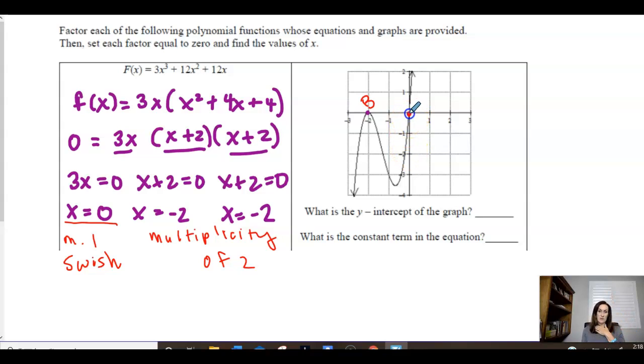So swish right here. Putting together the connection, we don't have a constant term here. So you could think of this, the constant term is 0. So the y-intercept is 0, and the constant term is also 0, looking at the connection between the equation and the graph.